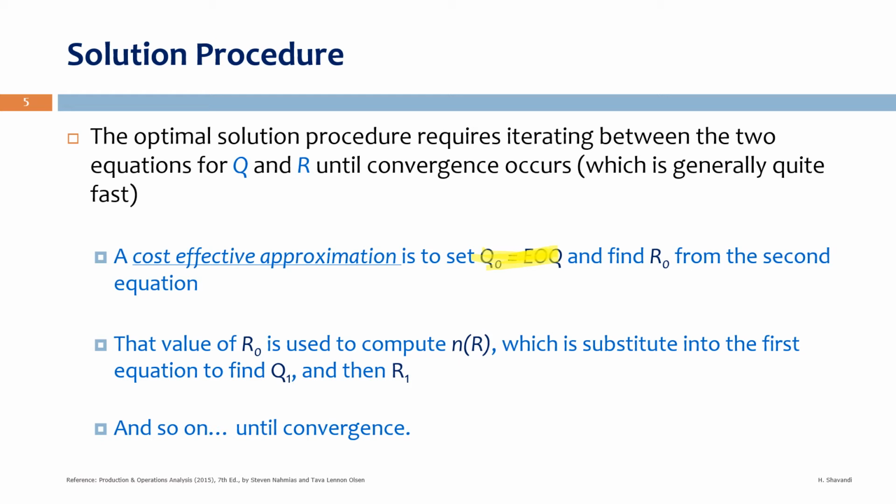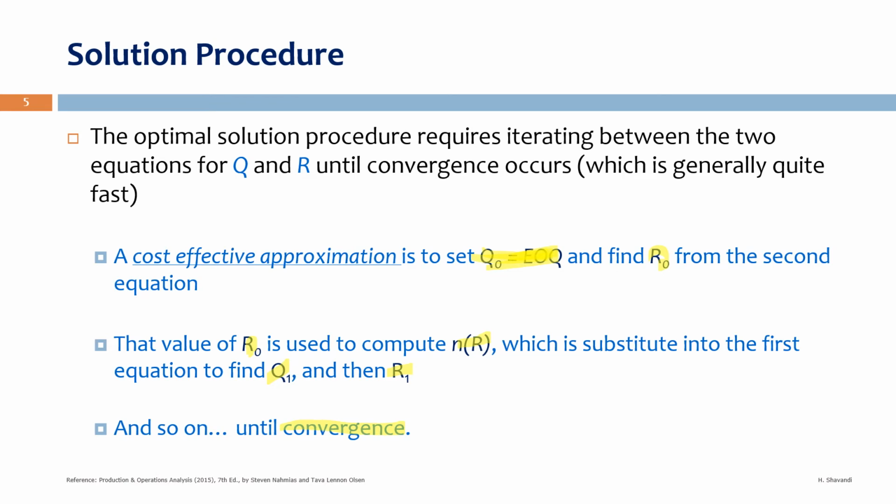We can consider this as the initial value for q and show this by q0. Then by having q0 we obtain r0, and by having r0 we can obtain nr, and then by having this nr we can obtain a new value for q, which we call q1. By q1 we obtain r1, and so we continue this process until convergence. I mean, until the values of q and r converge to a value that they don't change by continuing the process. Those values will be the optimal values of q and r.